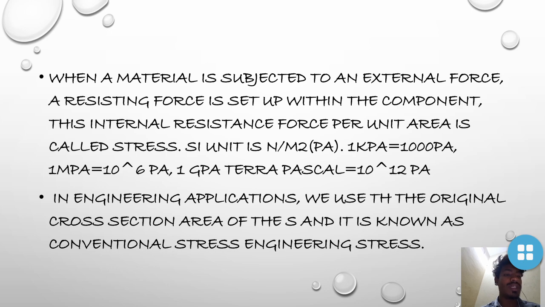The SI unit is Newton per meter square, or Pascal. In engineering applications, we use the original cross-sectional area of the specimen. It is known as conventional stress, or engineering stress.